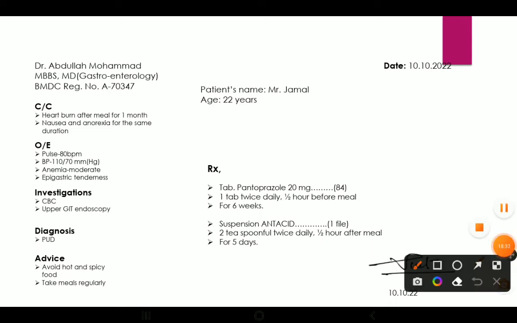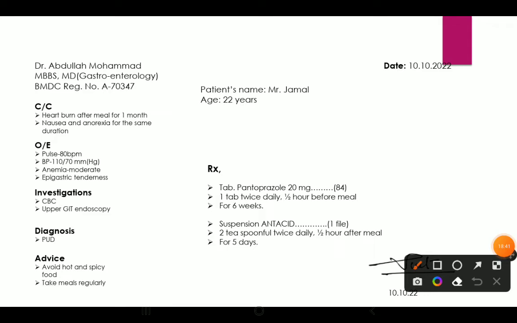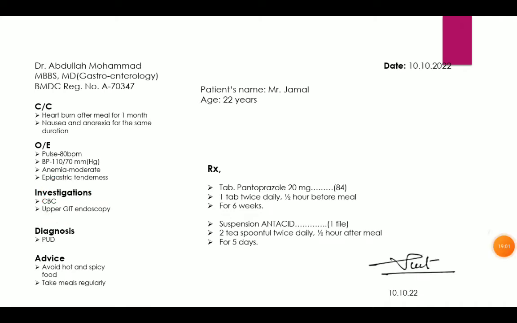Then you have to give the investigations. Just under this, the investigations, that means CBC, upper GI endoscopy. The investigations should be according to the clinical scenario. You cannot give all of the investigations. For example, for peptic ulcer disease you will not advise echocardiography or urinary tests. CBC is a good thing because you are looking for anemia, and then upper GI endoscopy. These things should be relevant.